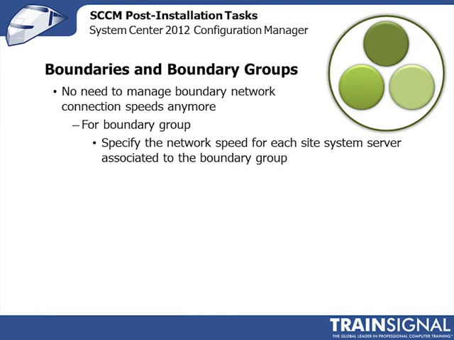Another nice change is that there's no more need to manage boundary network connection speeds. For boundary group, you can specify the network speed for each site system server associated to the boundary group. Although you won't see this right now, you will see this in this course. So if this doesn't quite make sense, never fear, it will be explained.